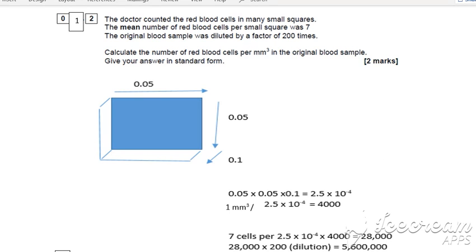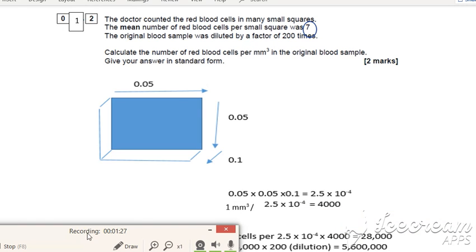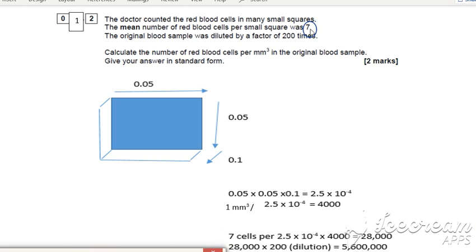So we know from what they tell us in the question that there was 7 red blood cells per sample. The mean number of red blood cells per small square was 7. So we take that 7, we say that there are 7 cells per 2.5 times 10 to the minus 4, because that is the volume of each slide, and there were 7 red blood cells in each of those. Then we multiply that by the 4,000 that we've just worked out previously, which gives us 28,000.